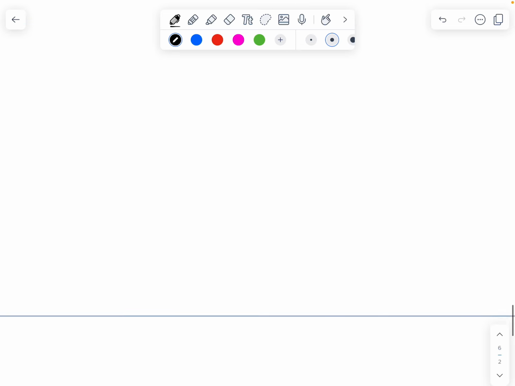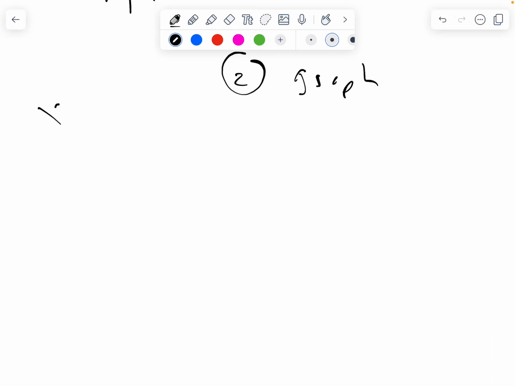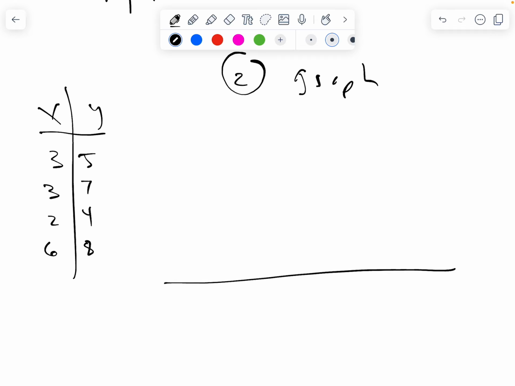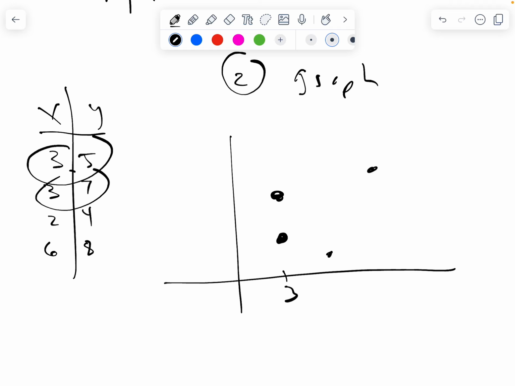Now, the second thing to look at is what this would look like graphically. So if you graph this, you got your x's and your y's. Let's say this is 3, 5, 3, 7, 2, 4, 6, 8, something like that. If you graph these points, 3 gives you 5, that's that one. 3 also gives you 7, that's that one. 2 gives you 4, 6 gives you 8. These ones are fine, but you can see this inconsistency right there. And a vertical line will show that inconsistency because that 3 produces two different outputs.